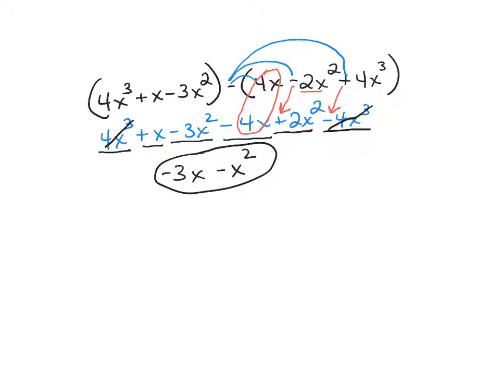Now, one thing, you would probably not see the answer written that way in the book. Instead, they normally put the terms in order based upon the exponent. You would probably see this written in the book, negative x squared subtract 3x, which is exactly the same thing. I would take either one for an answer. I just want you to recognize that both of these are exactly the same answer.